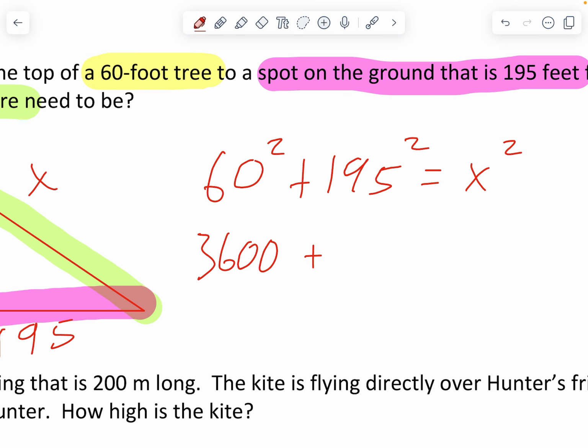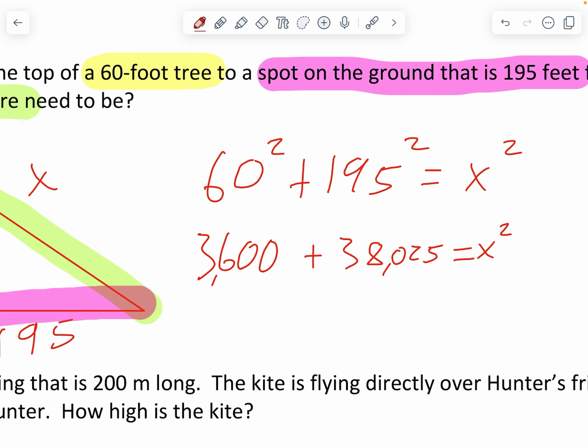195 squared is 38,025. Okay, so these numbers are big. We're not going to worry about trying to find perfect squares that go into them. It's fine. We want to add these two numbers together now. So let me type that in.